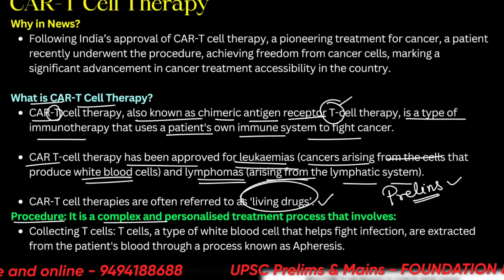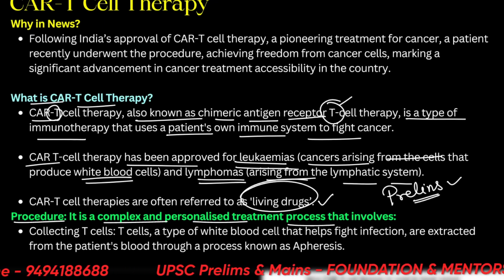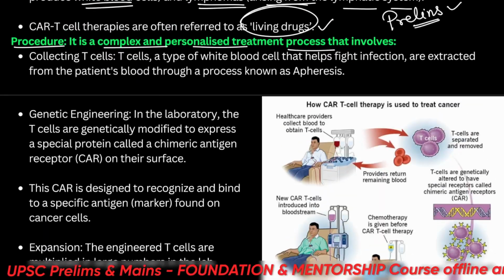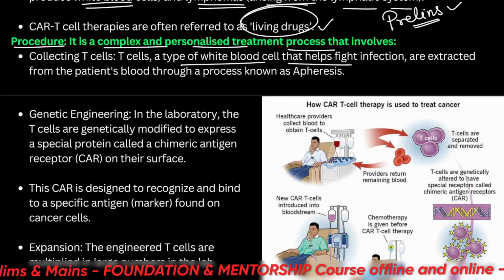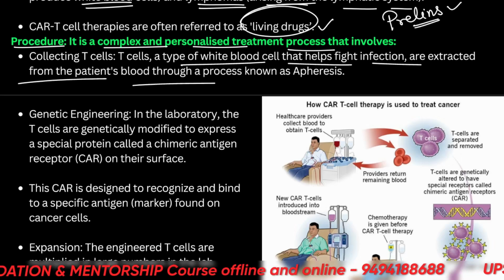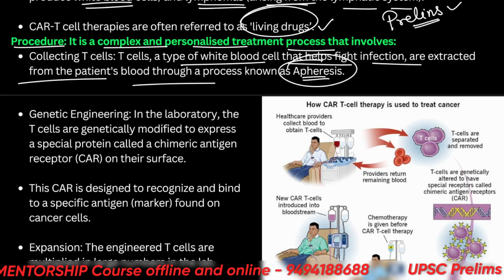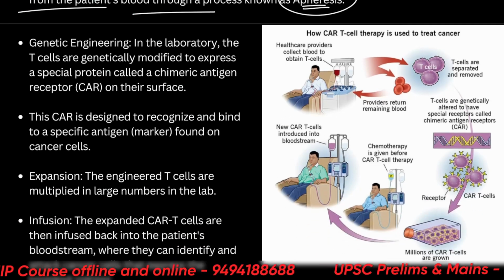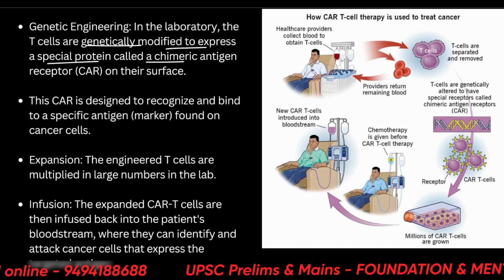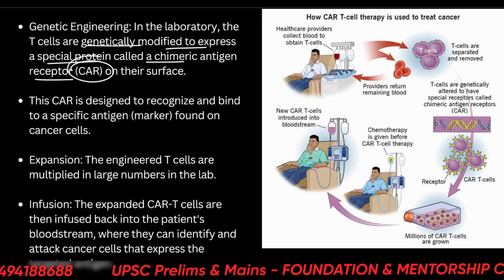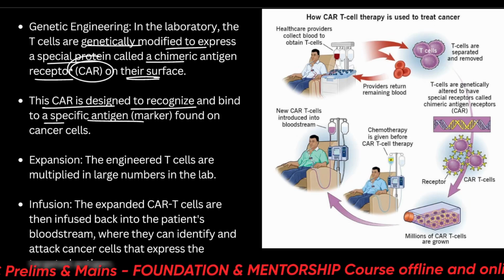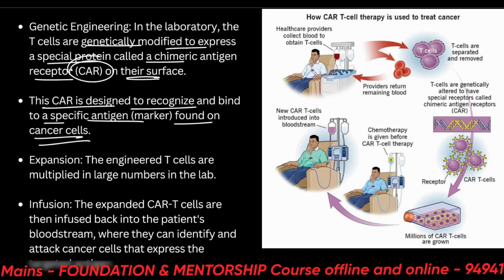Procedure: it's a complex and personalized treatment process. Let's just see the procedure very quickly. So collection of the T cells. A type of white blood cell that helps fight infections is extracted from the patient's blood, and the process is known as apheresis. Please remember the name of this process. Furthermore, in the laboratory, the T cells are genetically modified to express a special protein called the chimeric antigen receptor on their surface. And the CAR is designed to recognize and bind to specific antigens found on cancer cells.